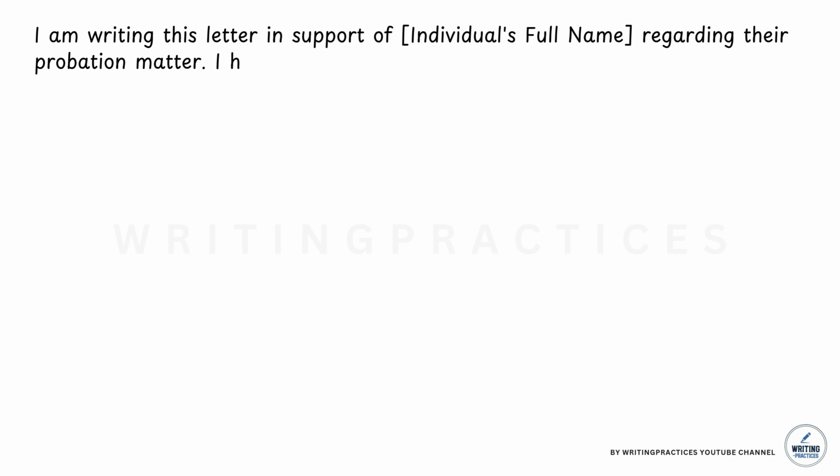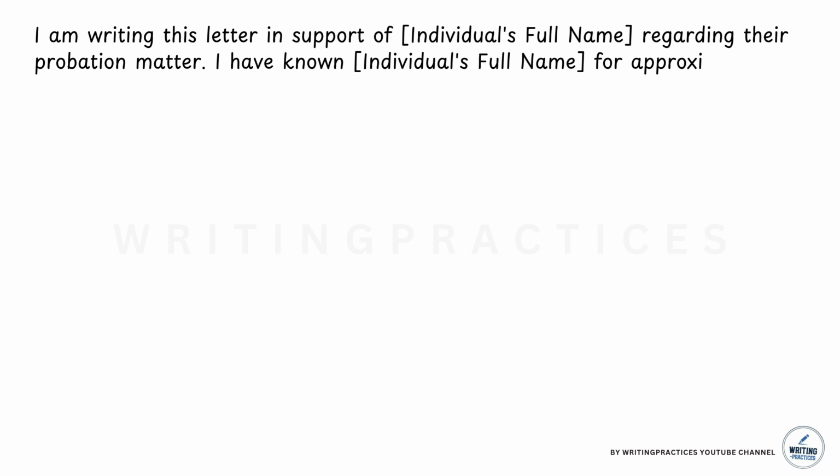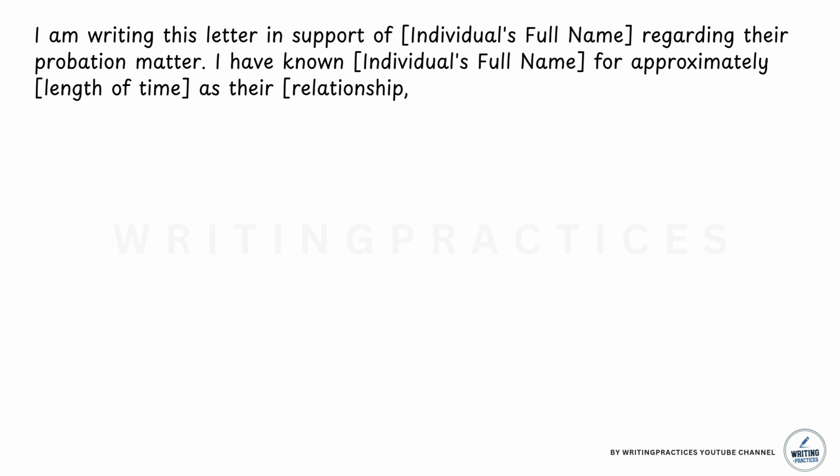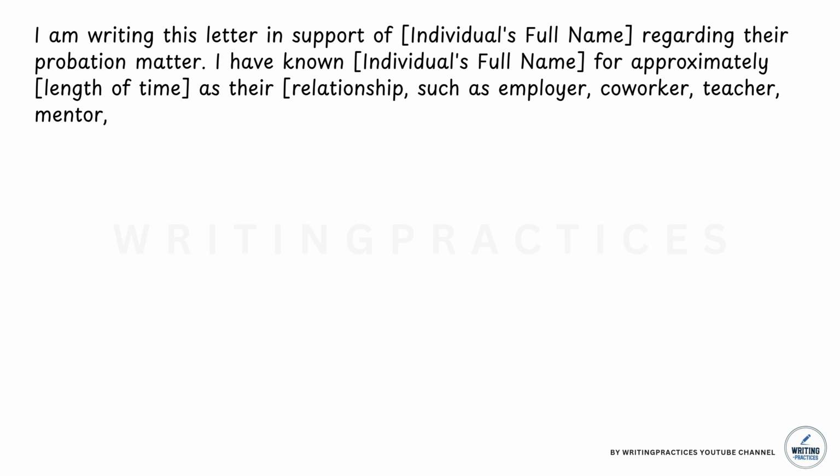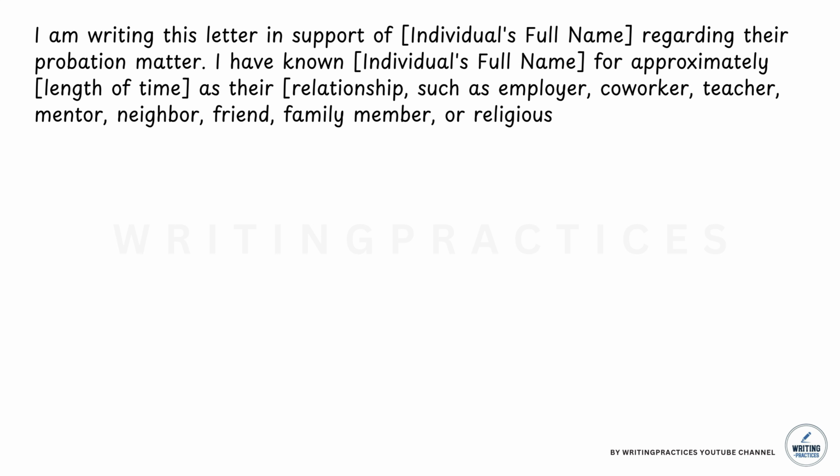Opening paragraph. Now introduce yourself and explain your relationship with the individual. For example, I am writing this letter in support of Daniel Carter regarding his probation matter. I have known Daniel Carter for approximately 9 years as his supervisor at Carter Manufacturing. This paragraph should explain who you are, how long you have known the individual, and the nature of your relationship. The court needs to understand why your opinion is reliable and how you have had the opportunity to observe the individual's character over time. Clearly establishing your connection helps give context to everything that follows.